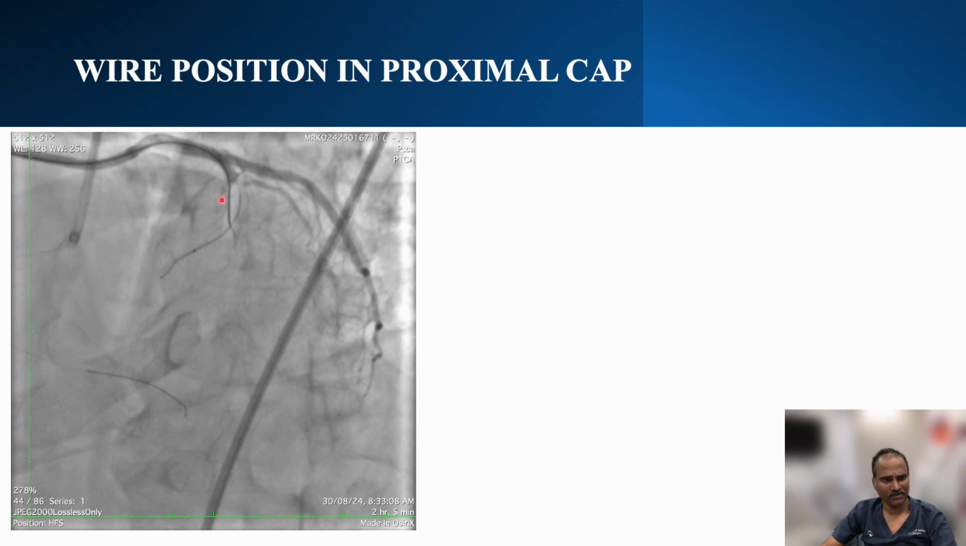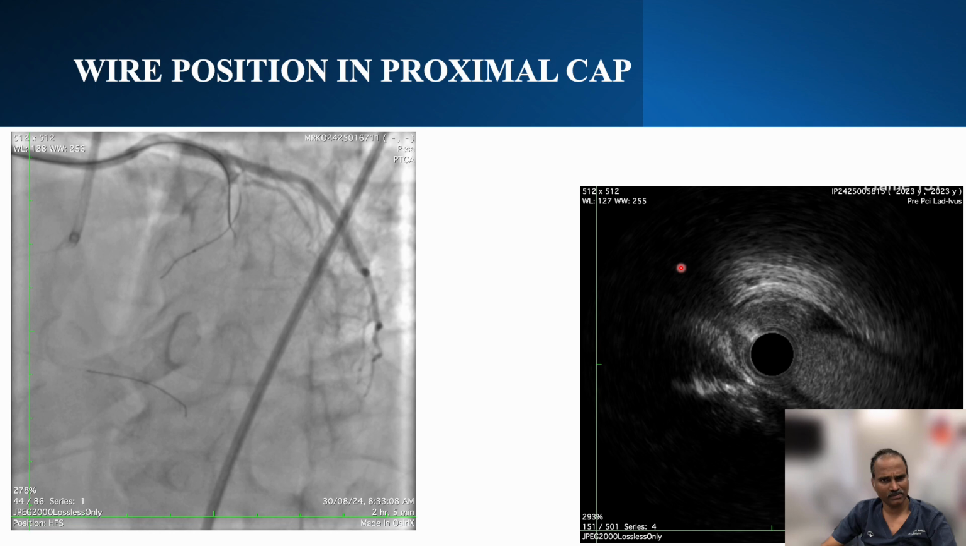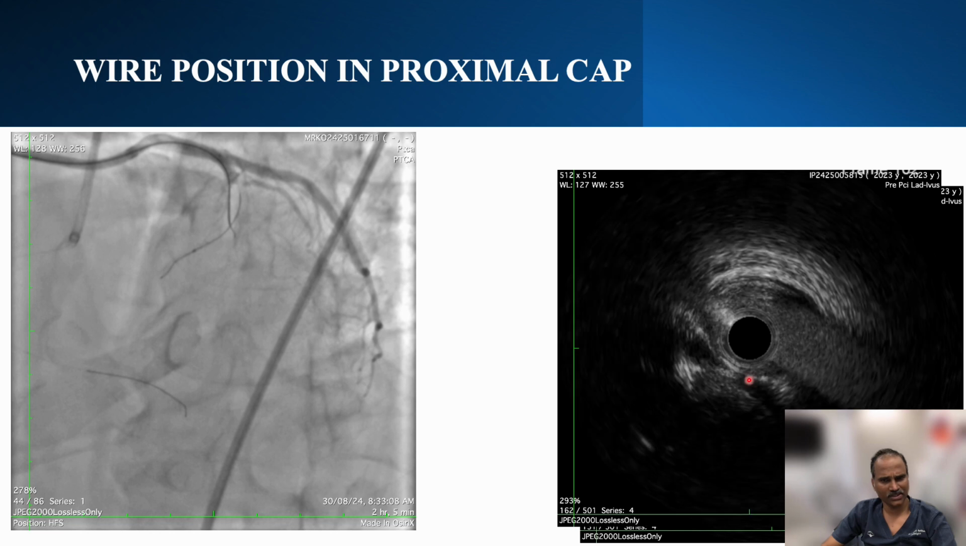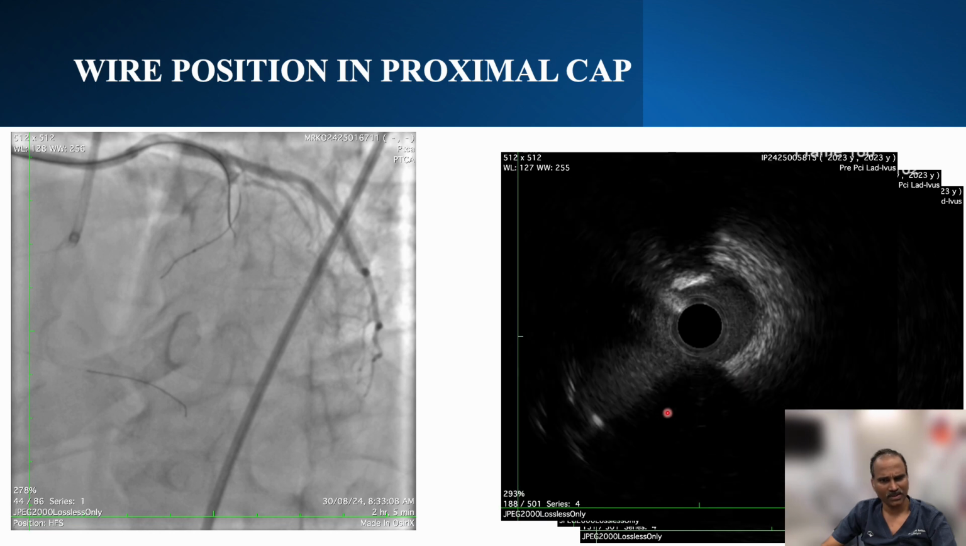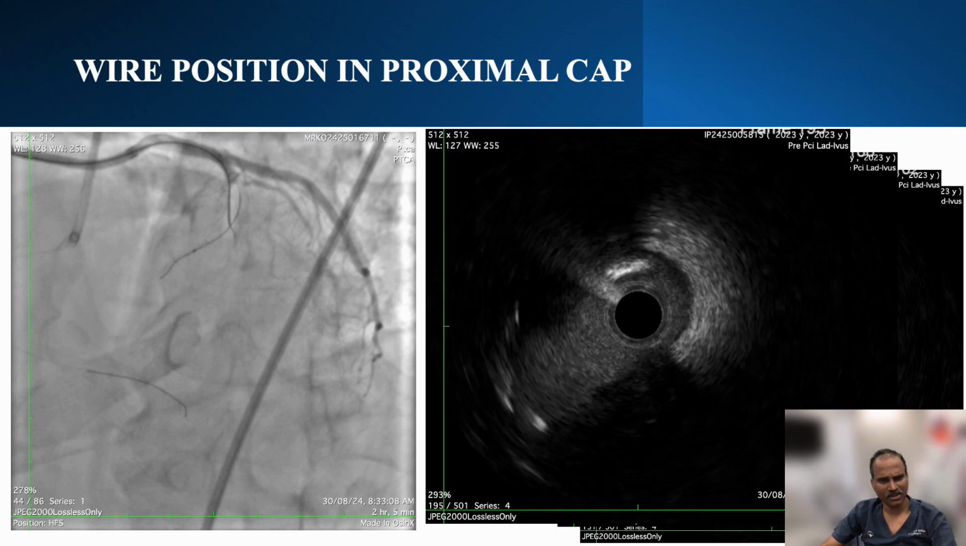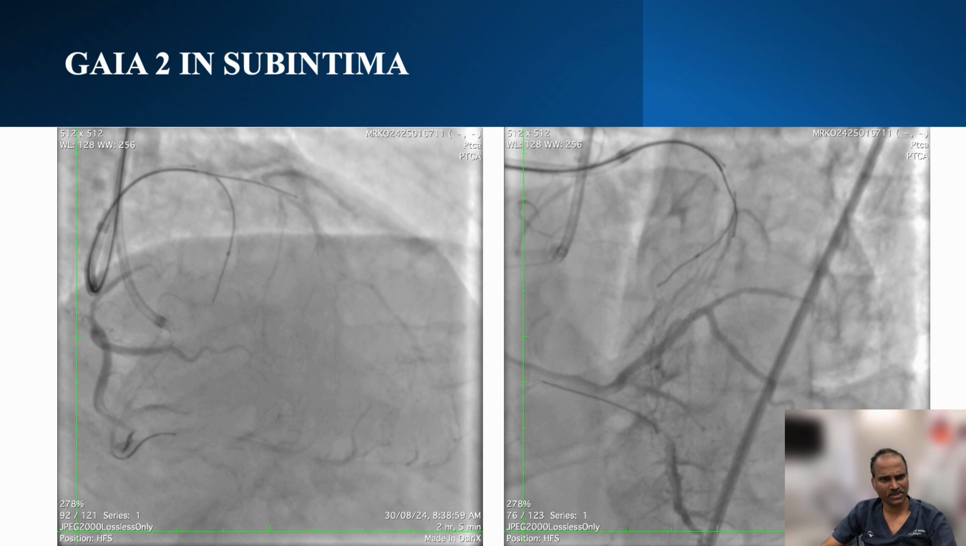Under IVUS we wired the CTO, and then we checked the wire position. You can see this is the wire, so this is the proximal cap. It appeared to be in good position, so we further advanced the wire. You can see now the Gaia is actually subintimal here. We went across the CTO, and now it is subintimal. You can also see in two orthogonal views the wire is looking subintimal.